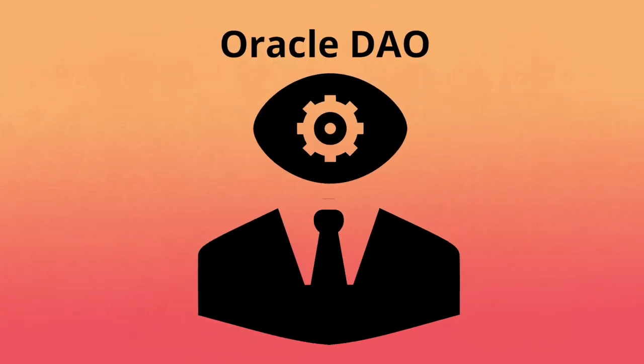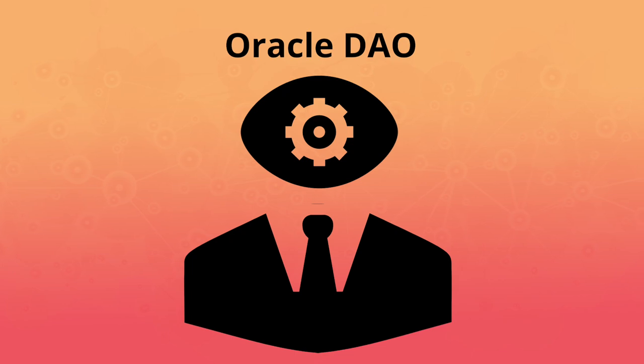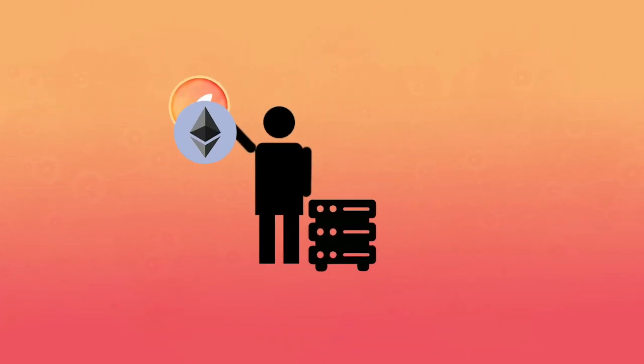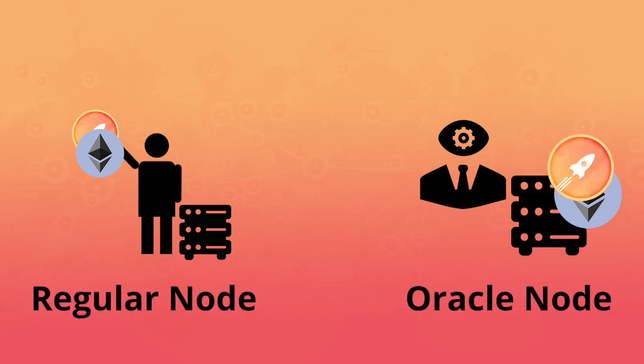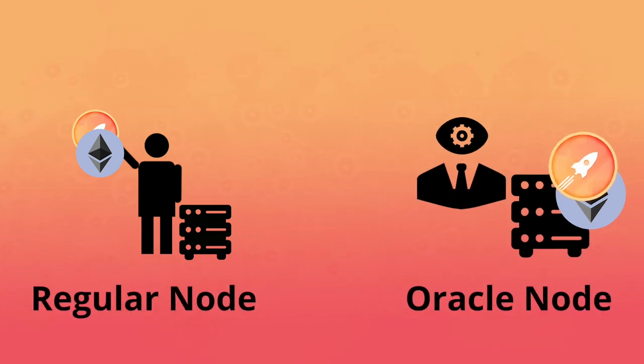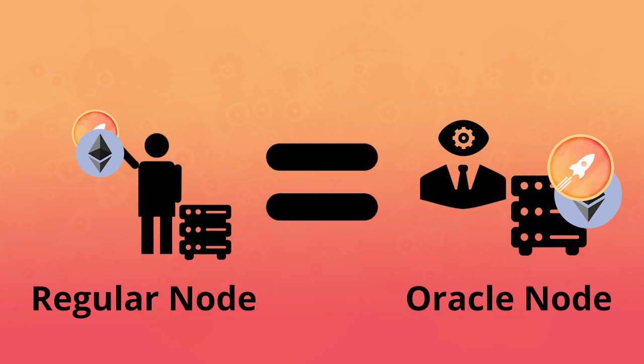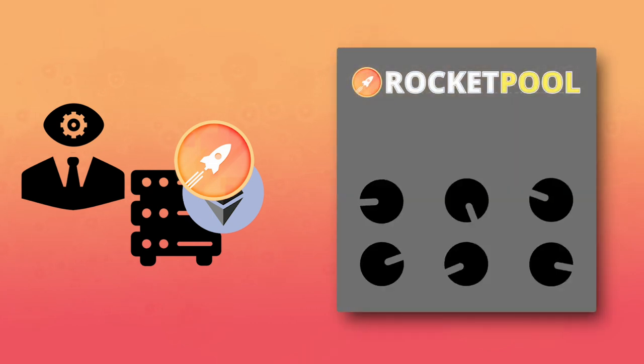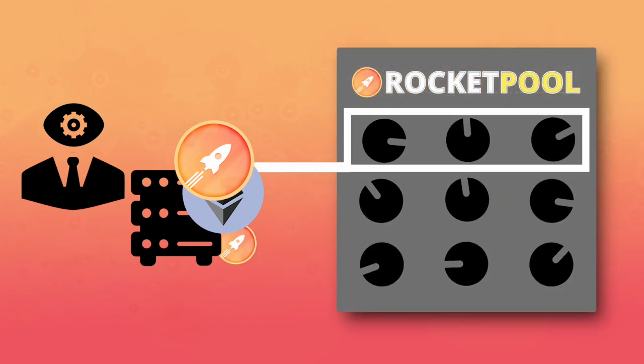Enter the Oracle DAO. The Rocket Pool protocol has two types of nodes: regular bonded nodes, which were covered in part one, and Oracle nodes, who make up the Oracle DAO. Oracle nodes that make up the Oracle DAO are largely the same as regular nodes and run the same smart node software. What makes these nodes special is an on-chain DAO where members perform extra duties for the protocol and are rewarded for doing so.